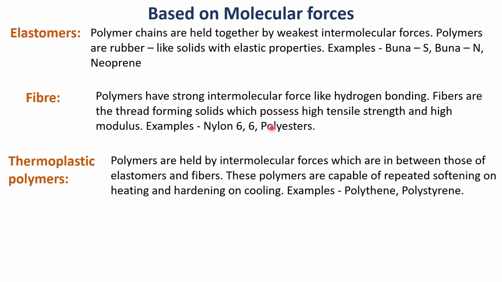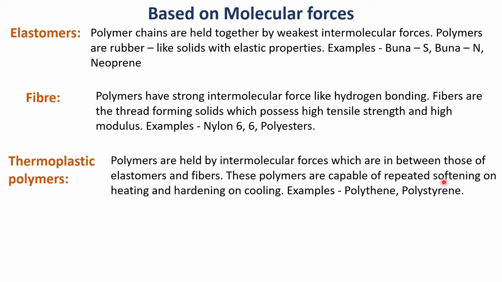The third category is thermoplastic polymers. Thermoplastic polymers are held by intermolecular forces which are in between those of elastomers and fibers. In elastomers, the forces were the weakest, while in fibers, the forces are very strong. But in thermoplastic polymers, the forces are intermediate. And these polymers are capable of repeated softening on heating. Basically, these have this property.